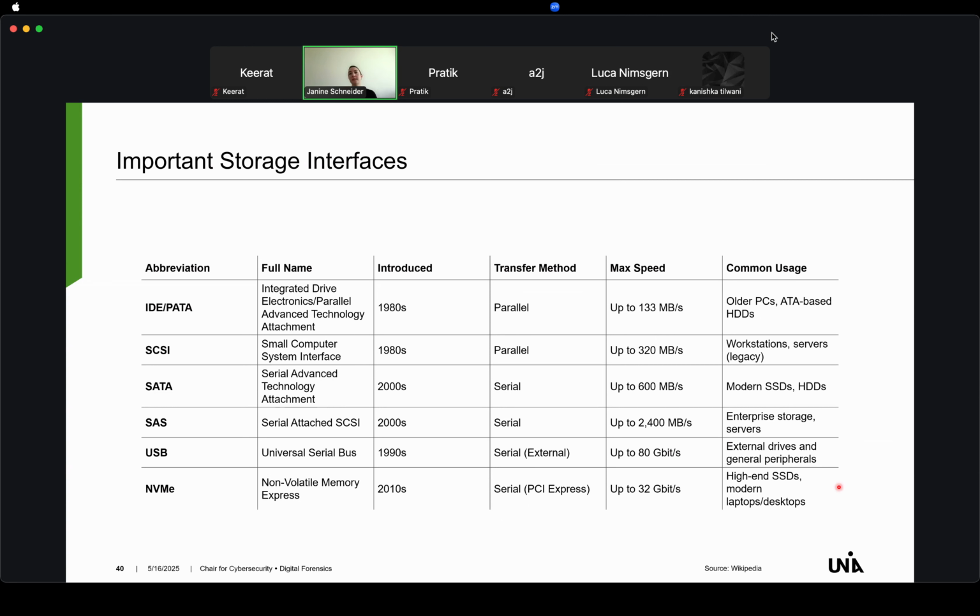And for all these storage interfaces, we have various connectors and form factors possible. Modern connectors can also handle several protocols. So just from the visual inspection of a connector, you cannot tell which protocol is used. So the connector is independent, and the storage interface is also independent of the storage technology. You can, for example, use SATA for SSDs and HDDs.